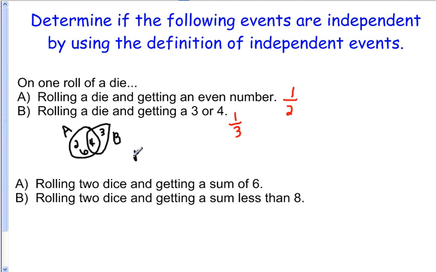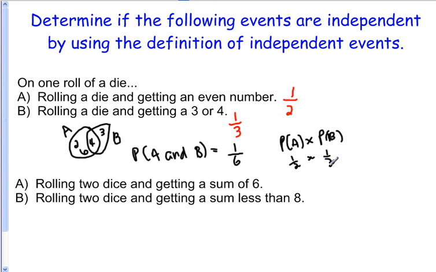So probability of A and B is equal to, there's only one time where that happens, it's the 4, out of a possible 6 faces on the die. So the probability of A and B is 1/6, and the probability of A times the probability of B, I ran out of space here, is equal to, let's see, it's 1/2. Probability of A is 1/2. Probability of B is 1/3. So 1/2 times 1/3 is 1/6.